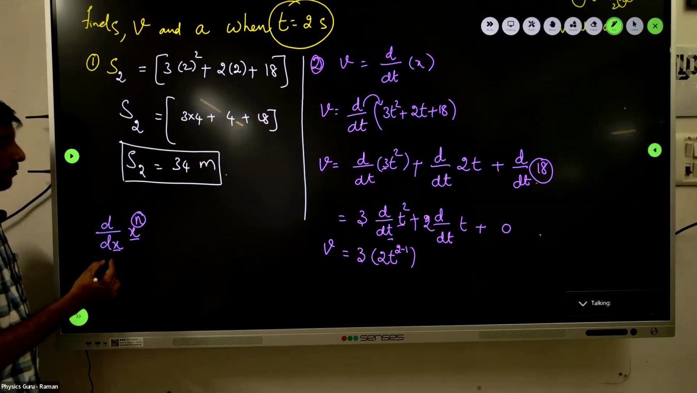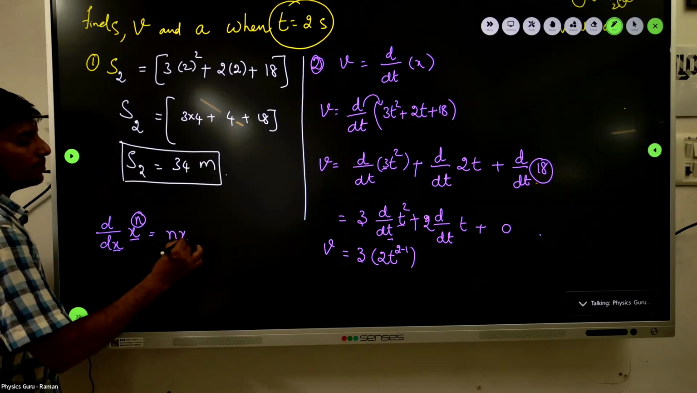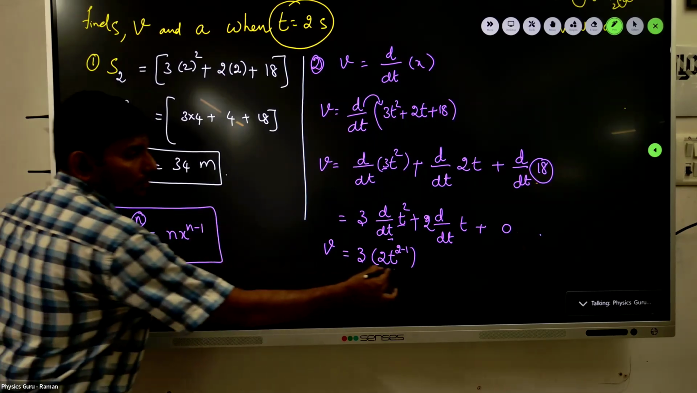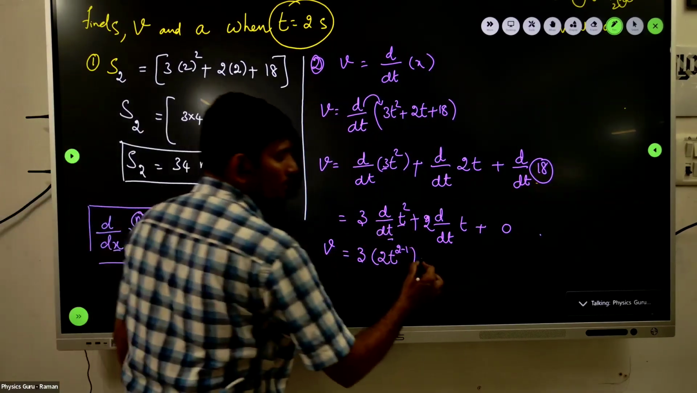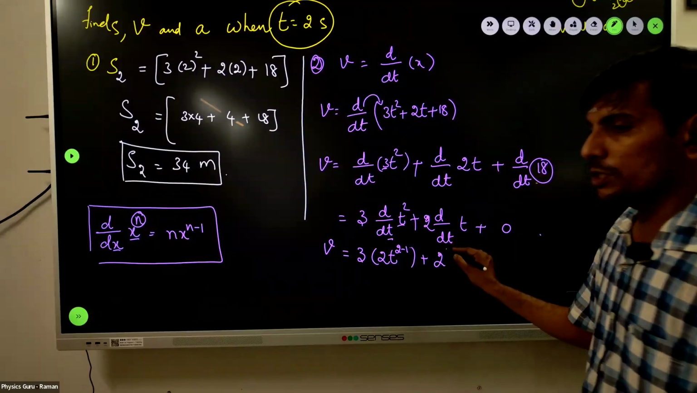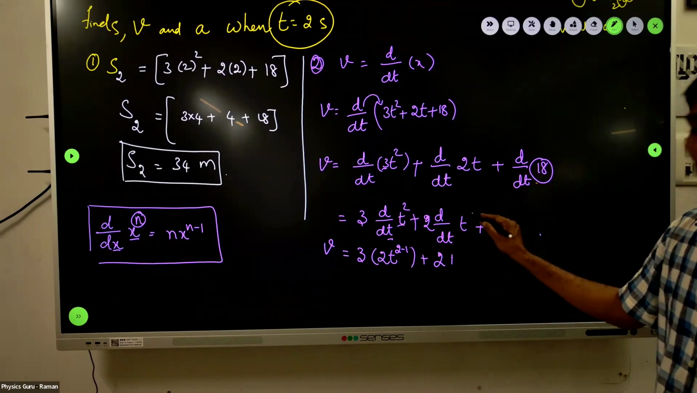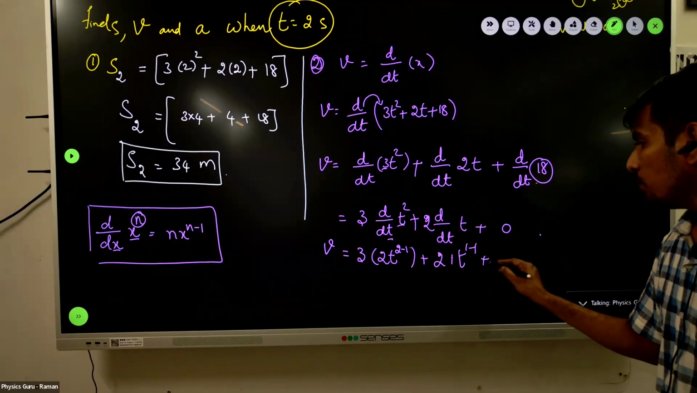பக்கத்துல எழுதிக்கோங்க. Using the formula d by dx of x power n is equal to n into x power n minus 1. இது இந்த இடத்துல பக்கத்துல எழுதி வச்சுக்கோ. ஒரு பாக்ஸ் போடு. இதுக்கு நீங்க சொல்லுங்க பாப்போம் என்ன வரணும்னு. Sir, can I tell, sir? Yes sir, please. Sir, 6t plus 2, sir. Wait. I am asking this part alone. 2 into 1 into t to the power 1 minus 1 plus 0.